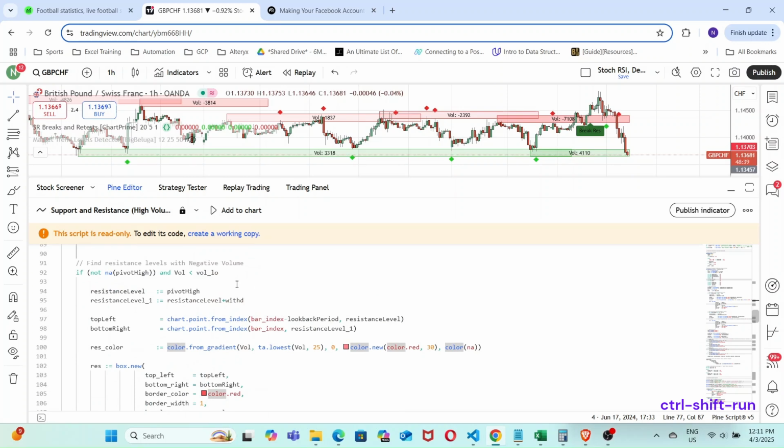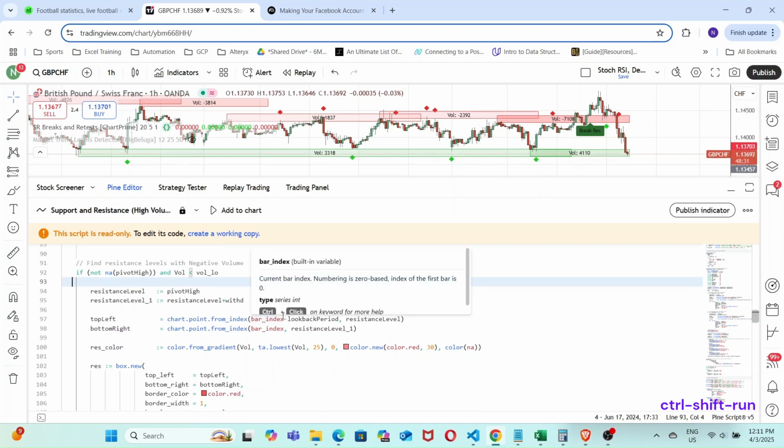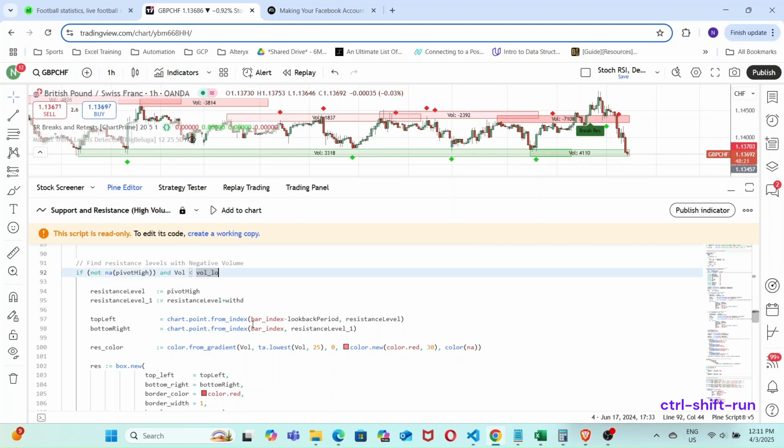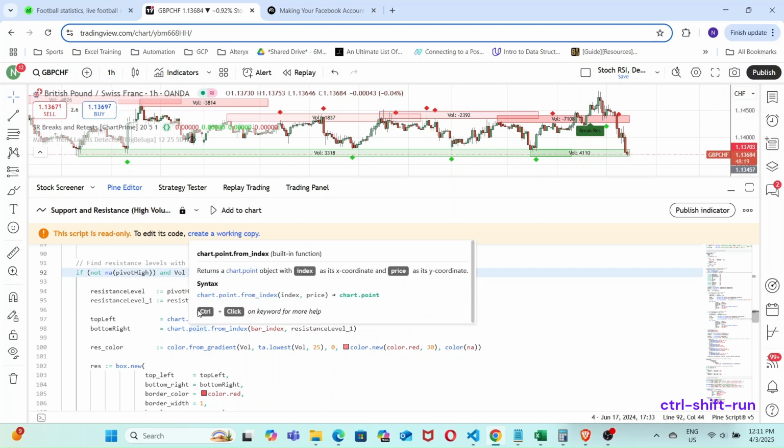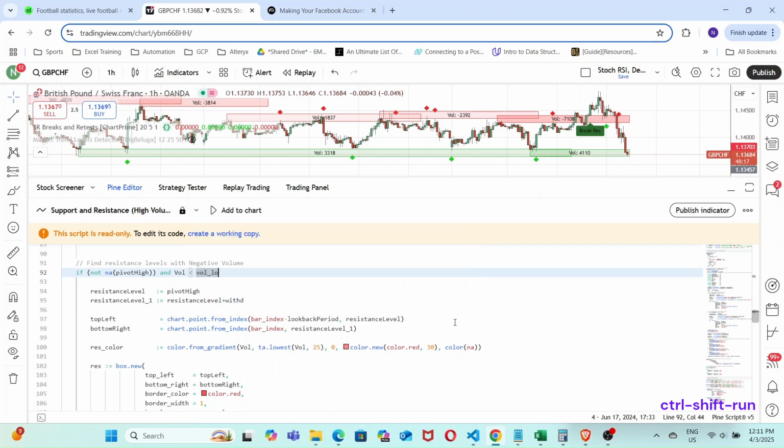Similarly, when it comes to box creation for resistance levels, if a pivot high is detected and the volume is less than vol_low, indicating negative volume, a resistance level is identified at the pivot high price, resistance_level. An upper boundary, the resistance_level_1 variable, is calculated by adding the ATR adjusted width. A red box is drawn, and it also displays the volume.